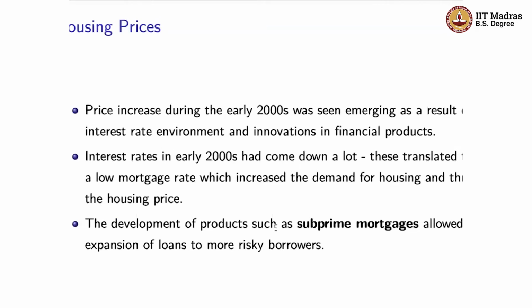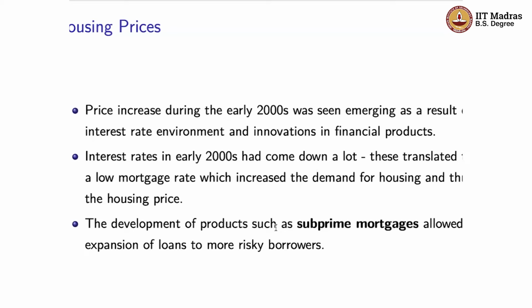So the first question to think about is why did we see a price increase in the first place in this housing market? That was considered a result of two different developments. One was the interest rate environment that was prevailing at that time. And secondly, the innovations that were happening in the financial products in these markets. Interest rates in the early 2000s had come down a lot. What that meant was that it was cheaper to get housing loans. As a result, there was a lot of demand for housing, and this led to an increase in housing prices over time.